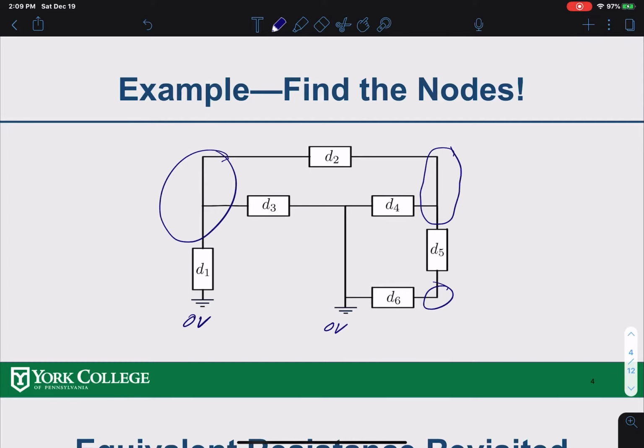So that means this whole thing is basically one node. That's how it is. A node is made of connection points in the circuit that have the same voltage. That means in a circuit, you have a common ground, and that common ground is a single node for the whole circuit.